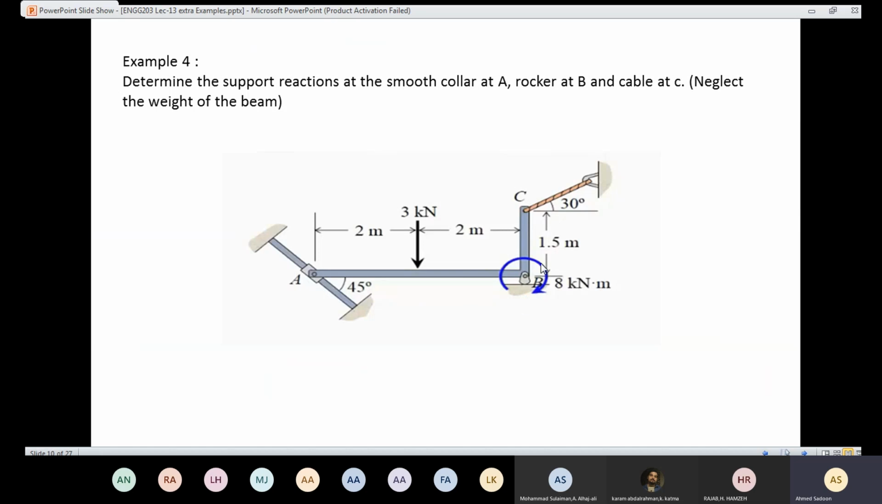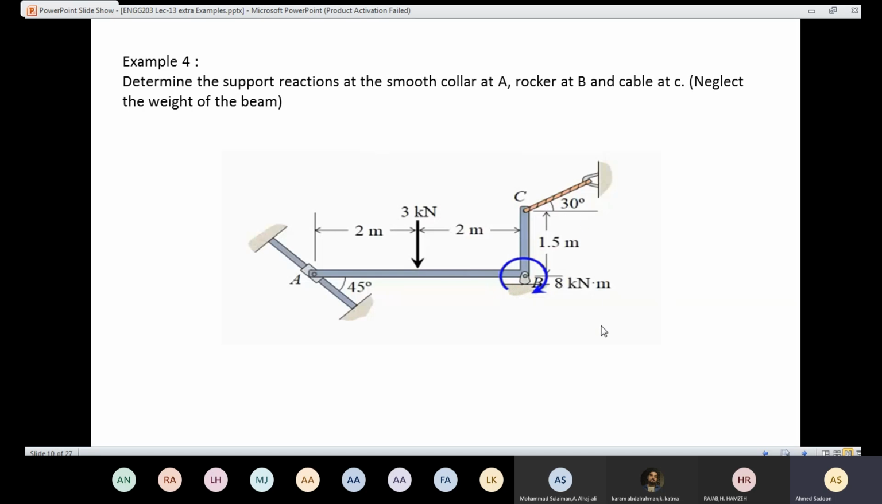Here we have a rocker. We say that the behavior of the rocker is similar to the roller, which means that the rocker is not going to resist the moment. Also, it's not going to resist the movement in X or in Y. So I'm going to replace this one here with a reaction, which is perpendicular to that surface.